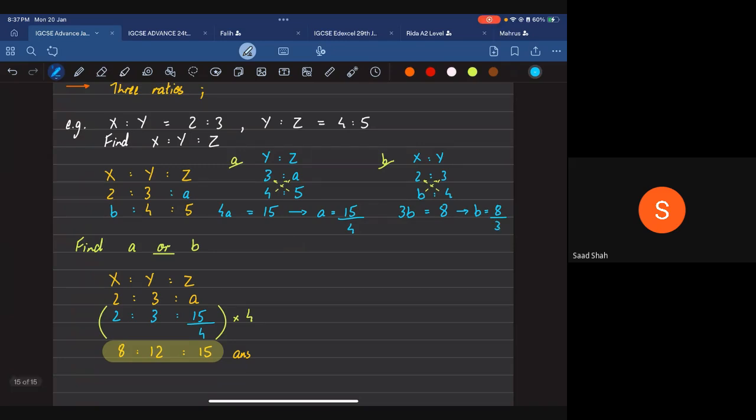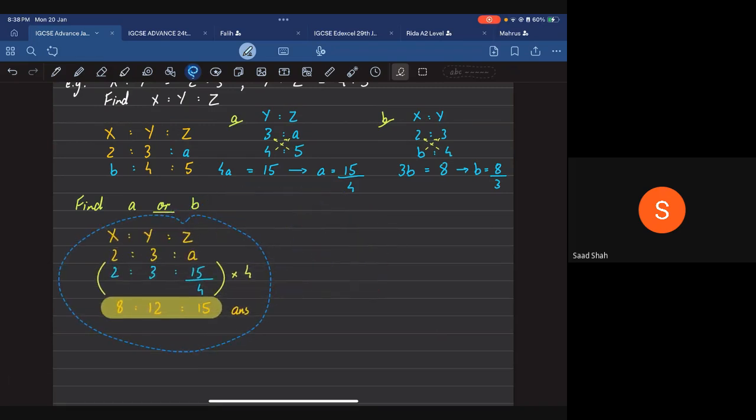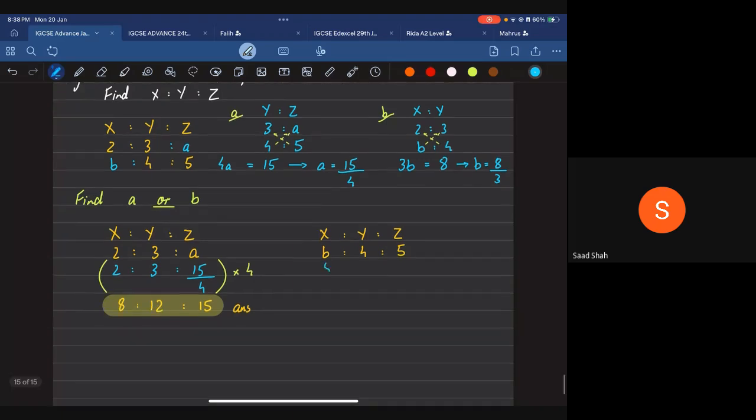Now, keeping this in mind, how am I going to do it? I can keep this over here and write down all the ratios together again. So it's going to be X ratio Y ratio Z. Now you have to write down the row with B. So it's going to be B ratio 4 ratio 5. But now I know the value of B as well. The value of B is 8 over 3. So this is going to be like this, and you have 4 and you have 5.